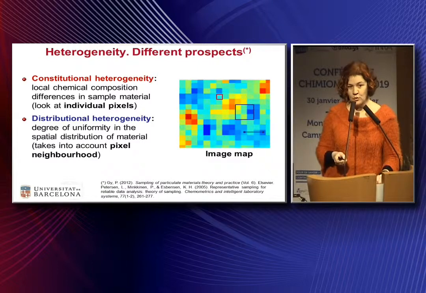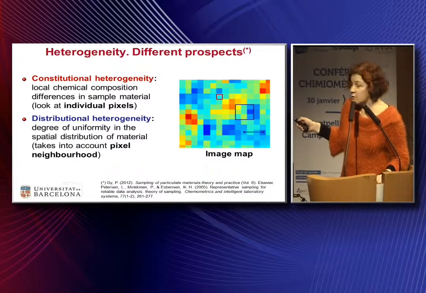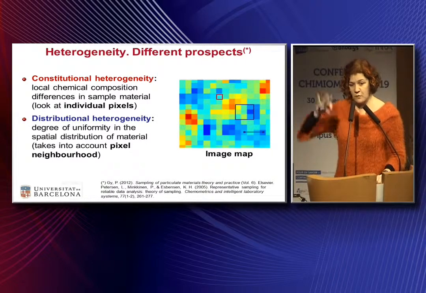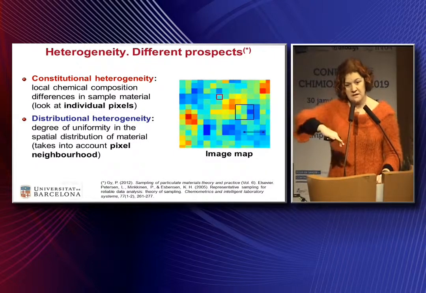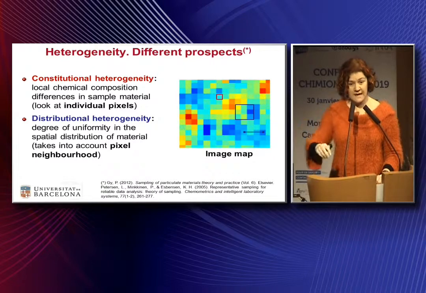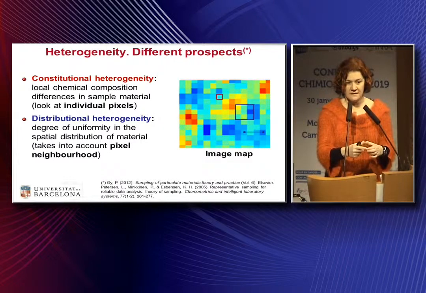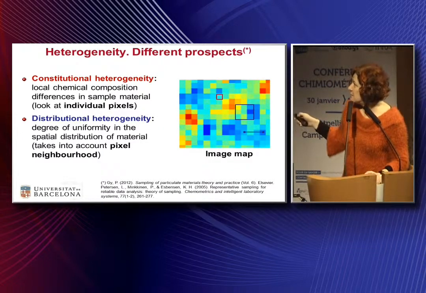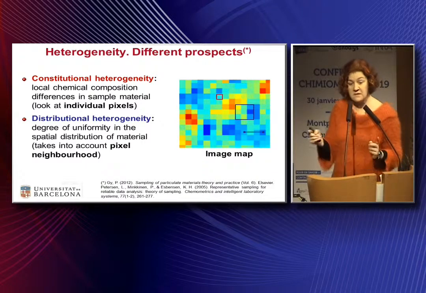Obviously, the kind of tool or the kind of observation that we do is different for each of these sides of heterogeneity. In the first case, for constitutional heterogeneity, I will look at my pixels one by one, as if they were alone in the world. I don't care about the relationship with other pixels. But if I want to see how my material distributes, I should look at a pixel and its neighborhood. Otherwise, I will not understand that. And you can look at that taking pixel areas, or you can compare pairs of pixels that are at different distances from each other.